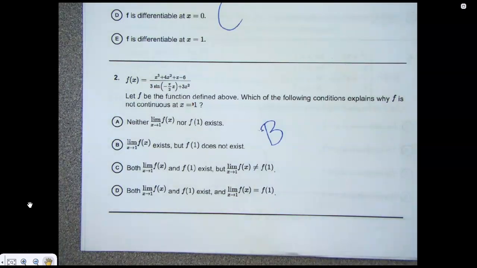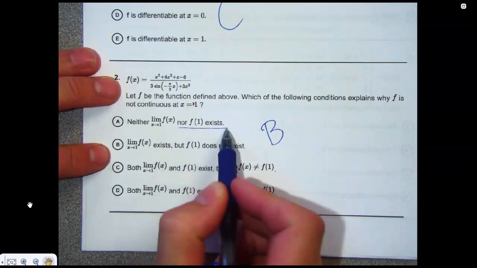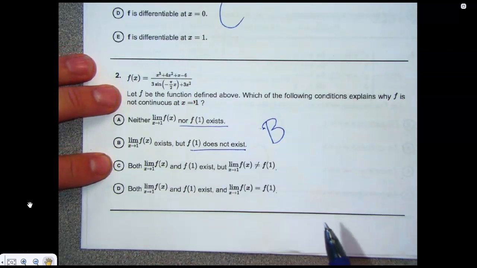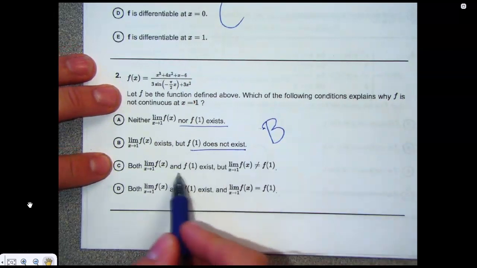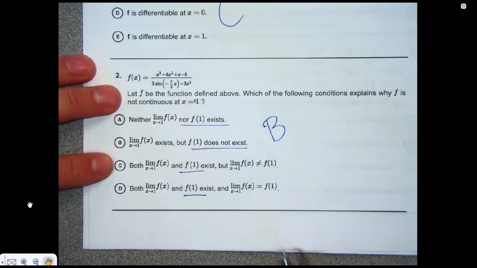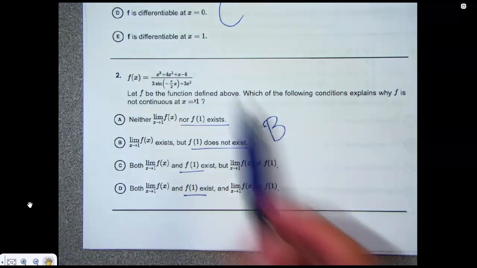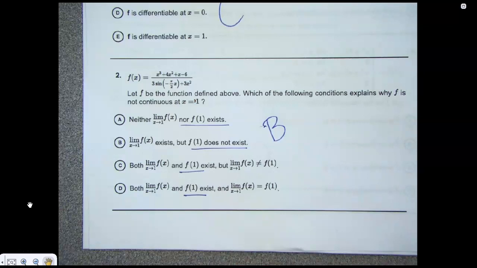So if you notice, the first thing I'm going to look at: here it says f of 1 does not exist, here it says f of 1 does not exist, and these two say f of 1 does exist. So the first thing I did was ask, does f of 1 exist? Can I plug in 1 and get an answer? They're asking about x equals 1, so that makes the most sense to start with. Let's just plug in 1 and see what happens.